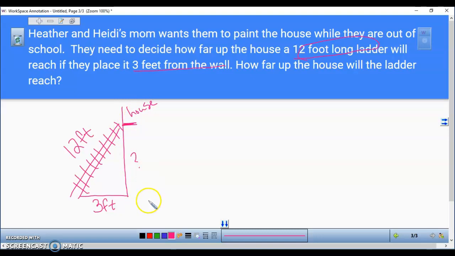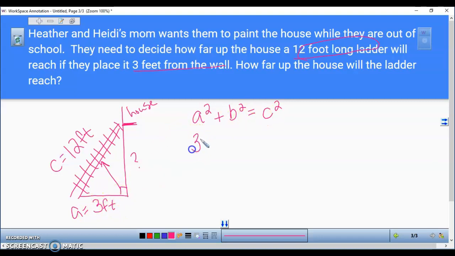This whole part here is all of the house. So if I think about the Pythagorean theorem, a squared plus b squared equals c squared, I have a leg, and this right here, since it's across from my right angle, this is my C value. So that changes this formula.